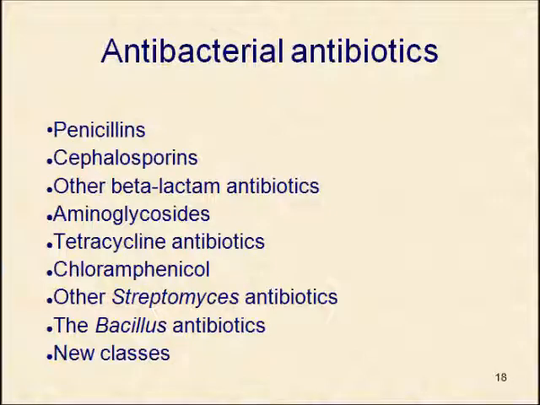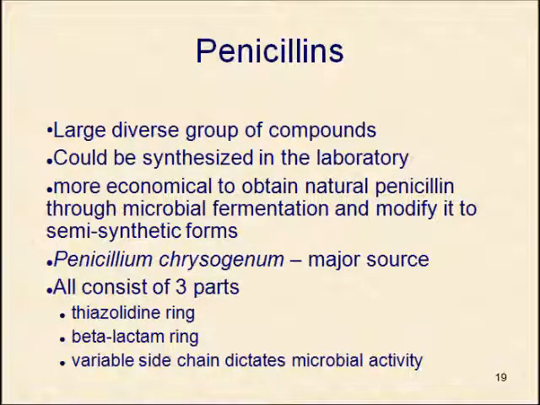The antibacterial antibiotics include the penicillins, cephalosporins, and some other beta-lactam antibiotics. Both penicillins and cephalosporins are beta-lactam drugs. There are the aminoglycosides, tetracycline antibiotics, chloramphenicol, other streptomyces antibiotics, the bacillus antibiotics, and a few new classes. So we will take a look first at the penicillins, which are a large and diverse group of compounds.